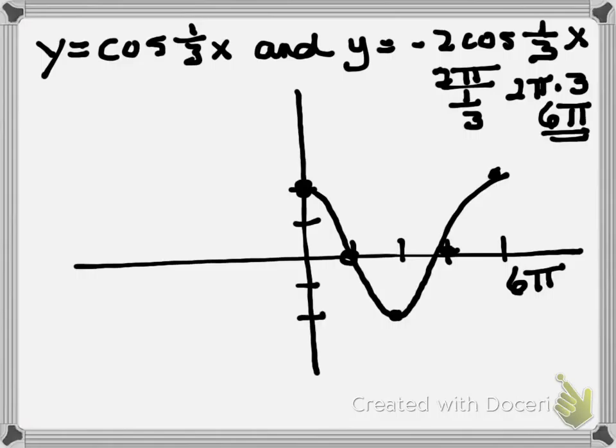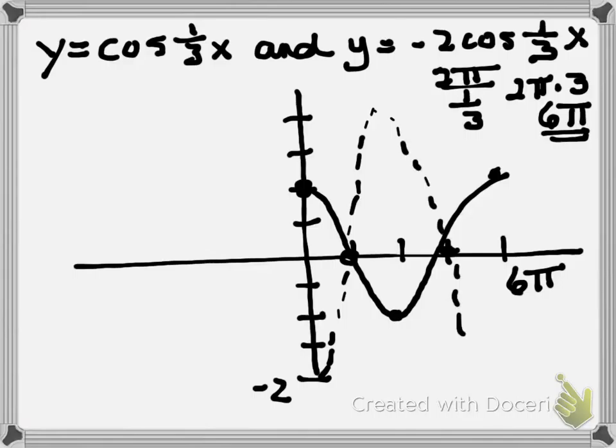If I then want to have a -2 cosine 1/3 x, this is going to start at -2, and it's going to go to 0 to +2 to 0 to -2 for graphing that one and this one.